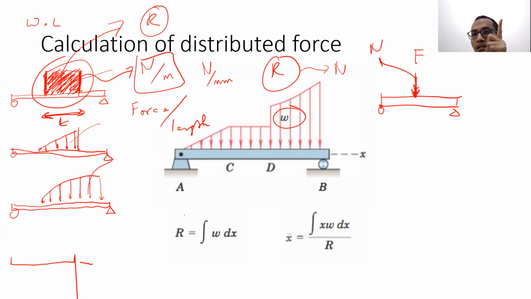Because W is representing the height, right? And this particular length here is L. So the area will represent the resultant force. And for linear distributions like this, you can use the equation for a triangle. So this particular W multiplied by the length here divided by 2 will represent the resultant force.